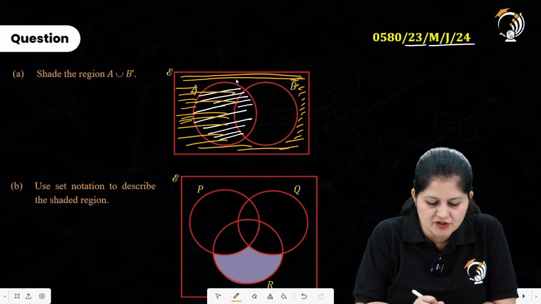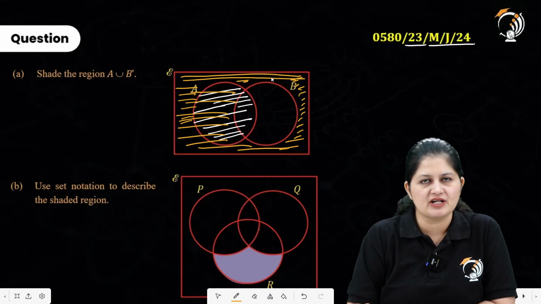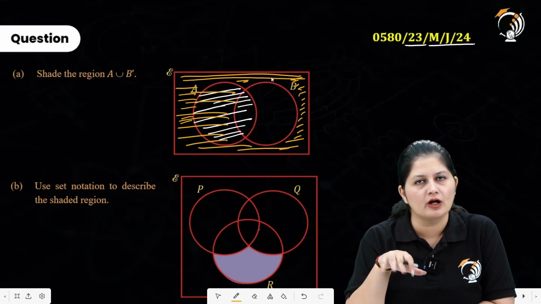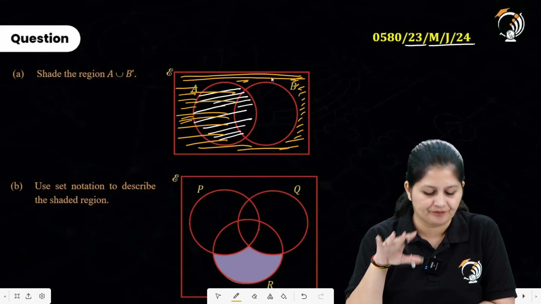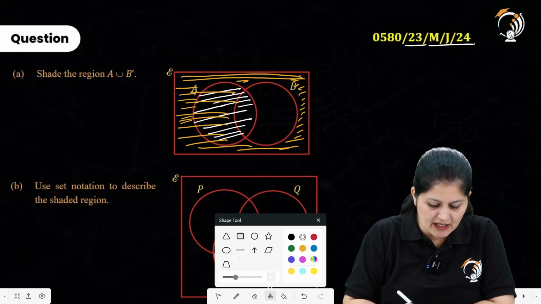This is going to be the region for the complement of B. So that means this is the required shaded region, as we need to do the union of it. We are going to include all the shaded region here. Clear? Understood? Moving to the next question here, which says, so that is a good question.